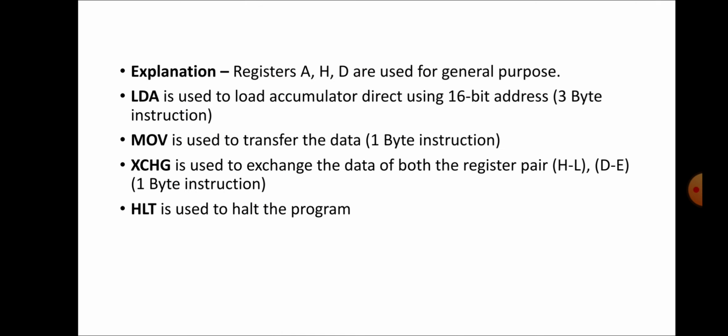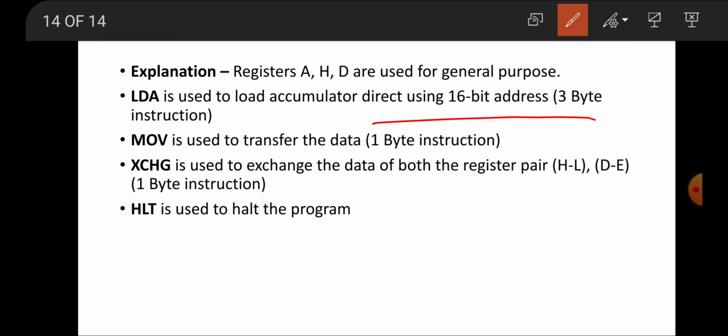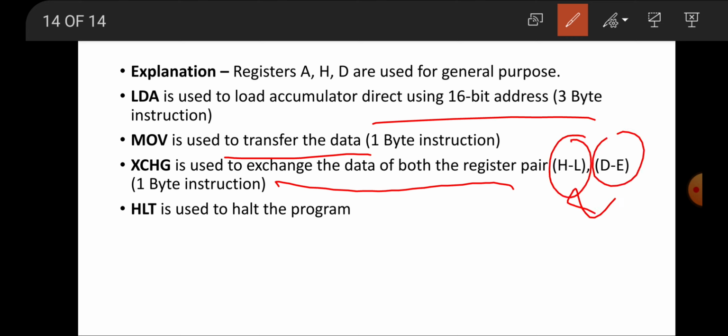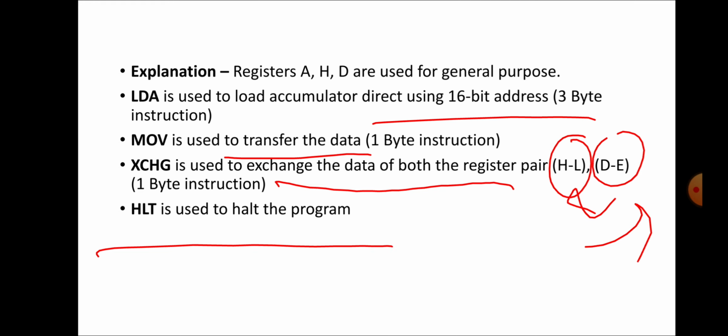So here is a simple explanation. Registers A, H, D are used for general purpose. They are general purpose registers, so programmers can use them. Many times I have explained this while explaining the architecture of the 8086 microprocessor. LDA is used to load the accumulator directly using a 16-bit address, a 3-byte instruction. MOV is used to transfer the data, and XCHG is used to exchange the data between the register pairs HL and DE, a 1-byte instruction. So you simply exchange the data. And HLT is used to halt or stop the program.